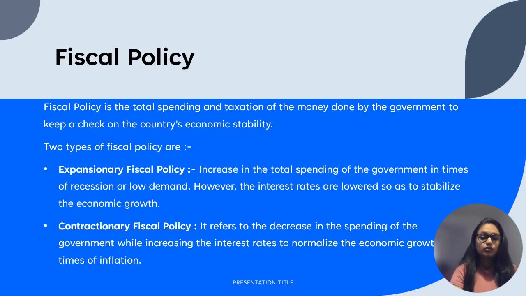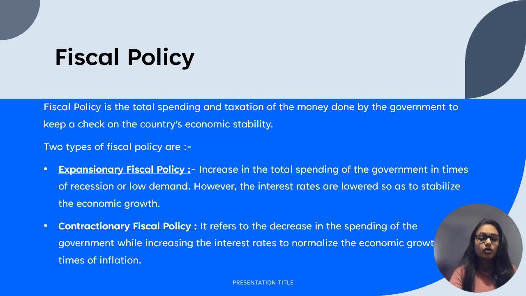There are basically two types of fiscal policy. The first one is the expansionary fiscal policy. Basically, when a government wants to keep a check on economic stability, it increases the total spending of the government in times of recession or when there is low demand for any kind of product or services. In contrast to that, it decreases the interest rate so as to stabilize the economy and support economic growth.